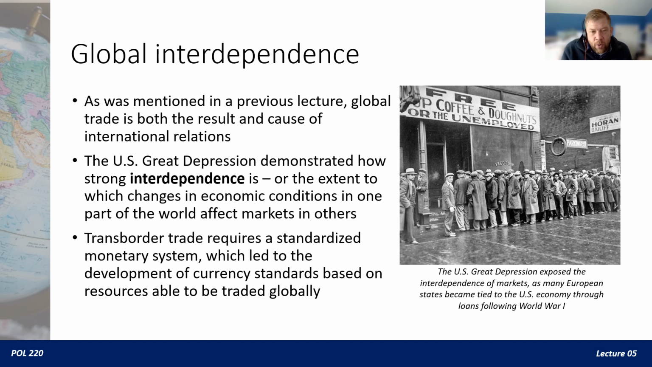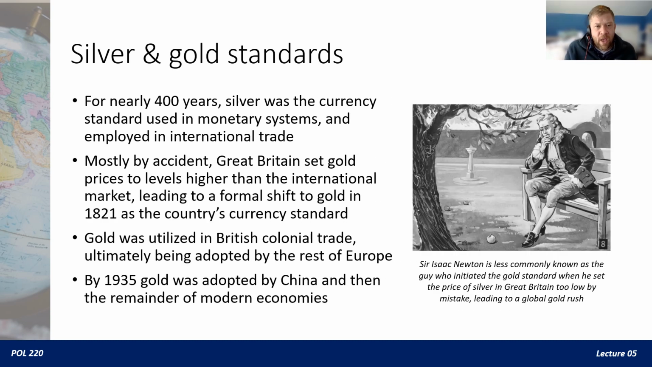Now, transborder trade requires a standardized monetary system, so we'll also talk about that in this lecture. That ends up resulting in what we call currency standards based on resources to be able to trade. So in the next few slides, we're going to talk about that. For about 400 years, silver was the currency standard used in monetary systems for global trade, and it was the basis of international trade. So silver was incredibly valuable.